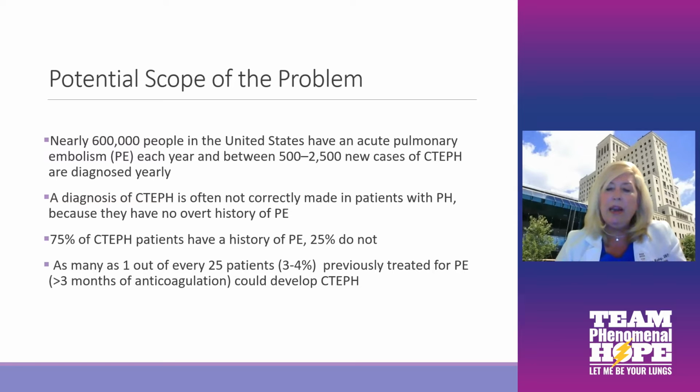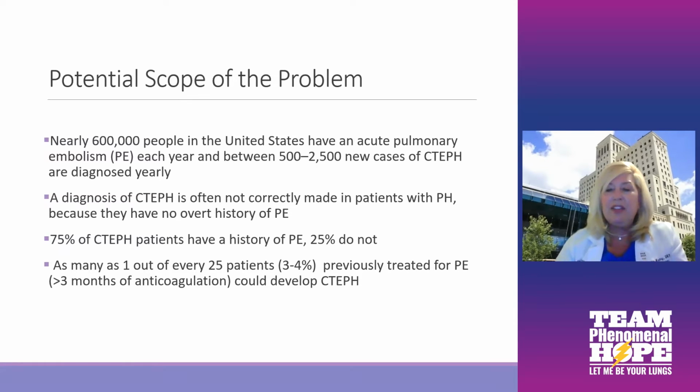As many as 1 out of every 25 patients, or almost 3 to 4% of previously treated patients that have a PE and that are on anticoagulation for greater than 3 months can develop CTEPH. So you can see, 3 to 4% of patients develop CTEPH. So if there's 600,000 people in the United States that have an acute pulmonary embolus, 3 to 4% of those patients, or roughly 18,000 patients, really have CTEPH.